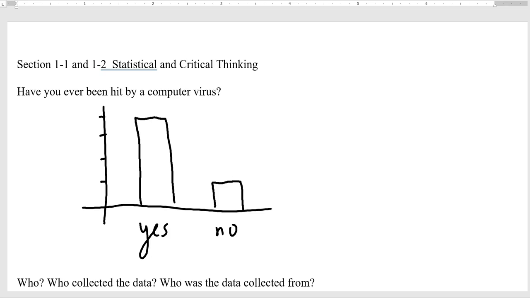But let's just look at statistics. And I love the way this book does this. They kind of introduce why. I mean, what's the purpose of this class?